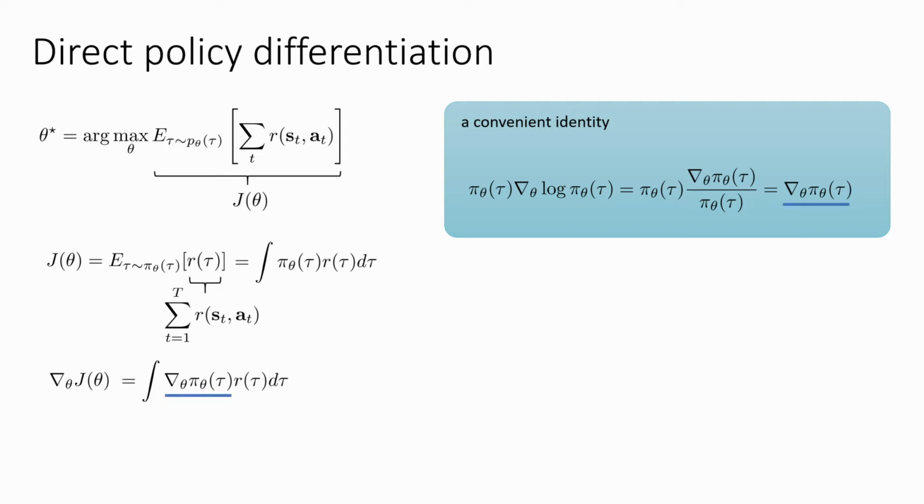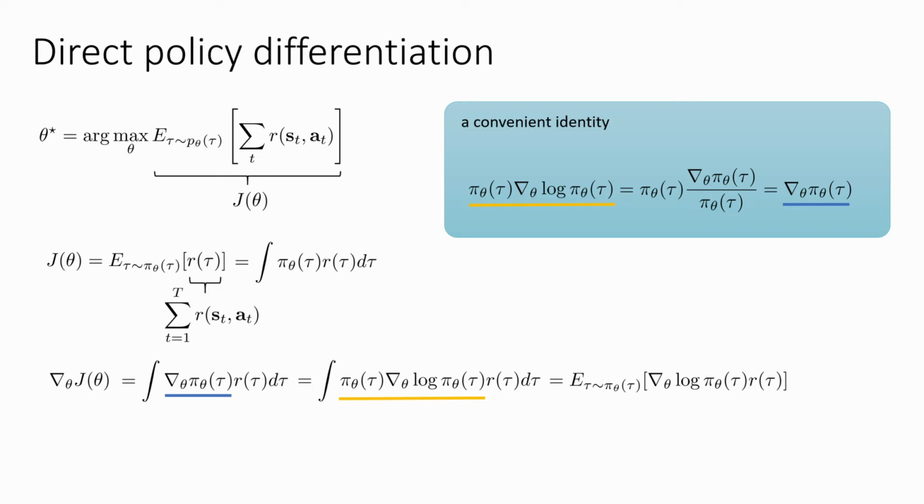So grad pi theta of tau is what we've got over here. So we can substitute the left-hand side of this equation and turn that integral into the integral over tau of pi theta of tau grad log pi theta of tau times r of tau. And this is now very, very convenient for us because this integral has a pi theta of tau in front of it, which means that it can also be written out as an expectation. So the derivative of J theta can be written again as an expectation with respect to pi theta of tau of grad log pi times r.